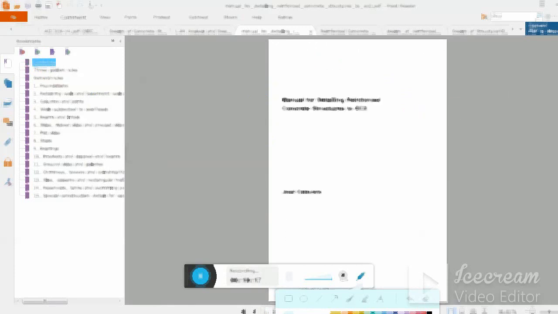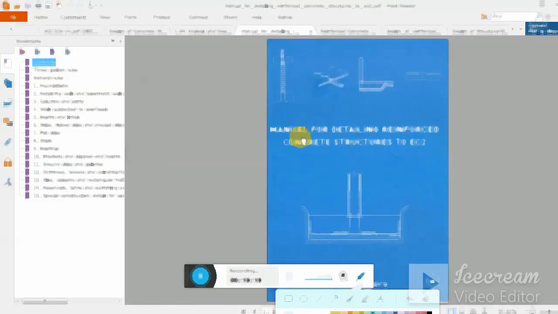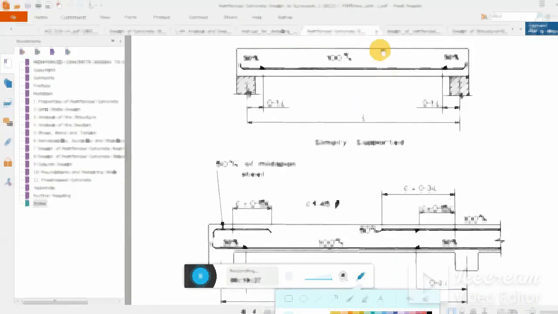This is a manual for detailing reinforced concrete structures to Eurocode, clear? Let us see, this is also a British code and Eurocode. What does it say? If your slab is simply supported, you have to provide 100% reinforcement in the middle portion, while you can discontinue 50% of the steel reinforcement at a distance of 0.1 times L from the center line, clear?